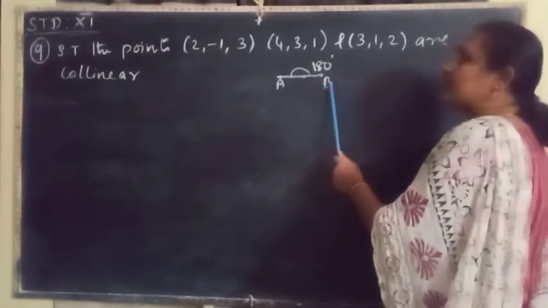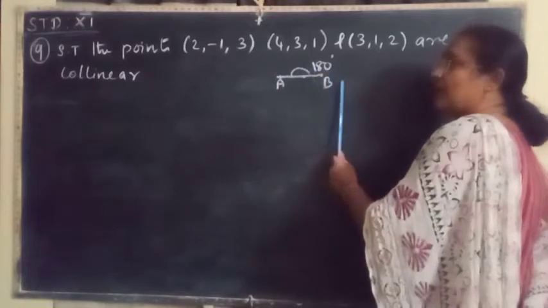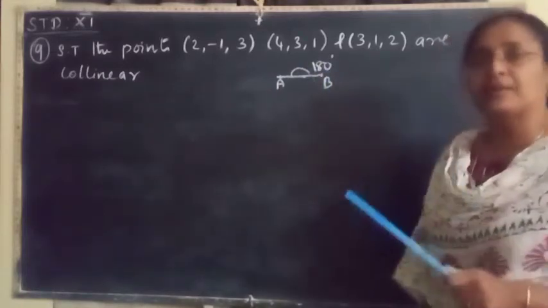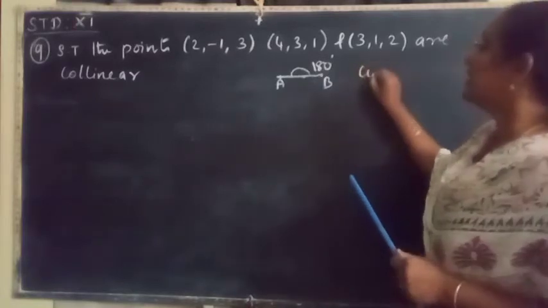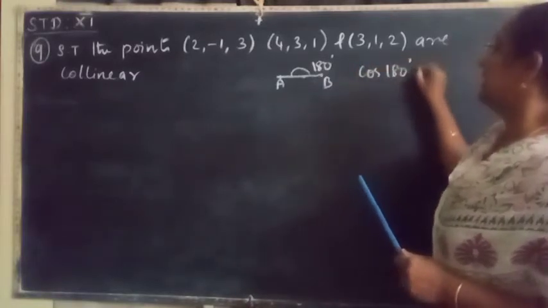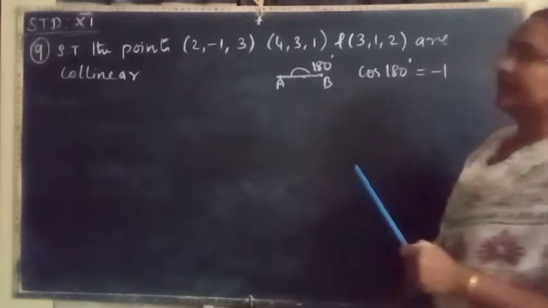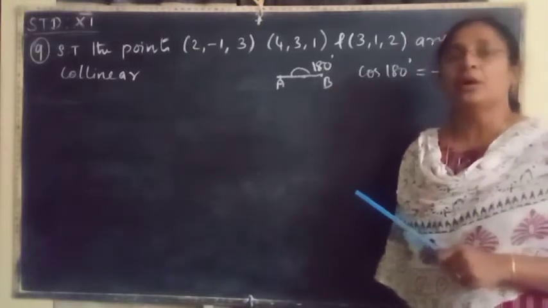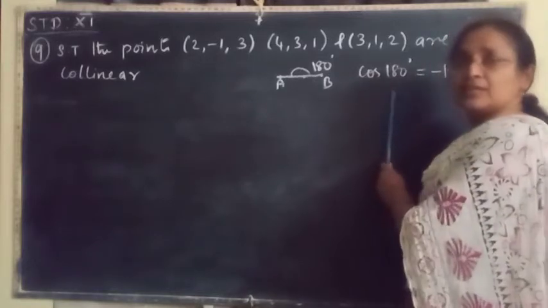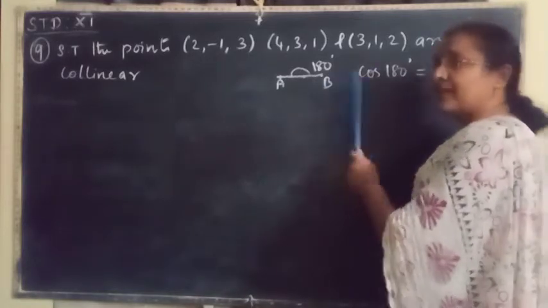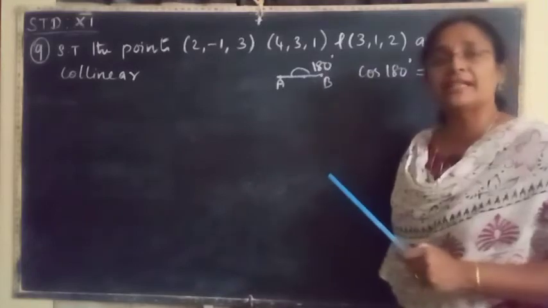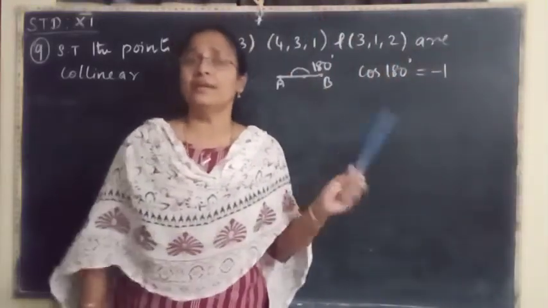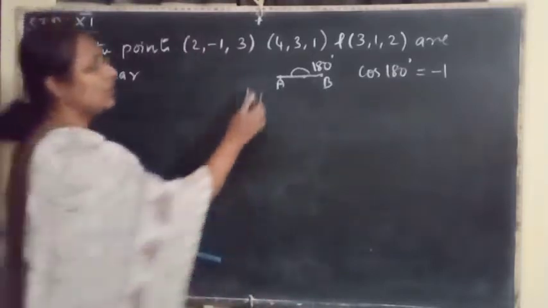Okay, so we are going to prove that the angle between these two is 180 degrees. Now, one more thing you have to memorize: cos of 180 degrees is equal to minus 1. Cos of 180 degrees is equal to how much? Minus 1. Keep this in mind, as it will be very useful in order to prove that these points are collinear.